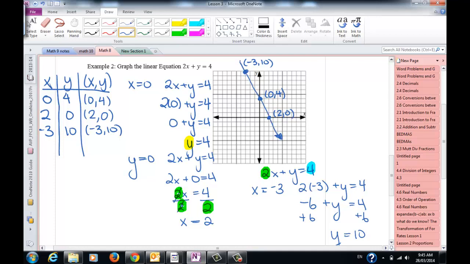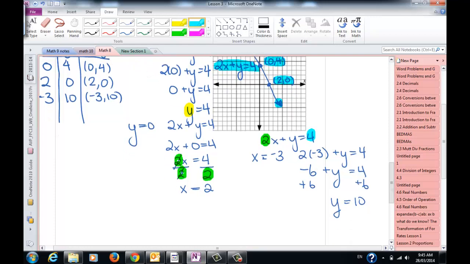I'm going to put my arrowheads on my line, and then I'm going to put the equation on. For a complete correct answer, you need to have the arrowheads, you need to have the labeling of the points, and you need to have labeling of the graph, and it has to be on the graph. And we're done.